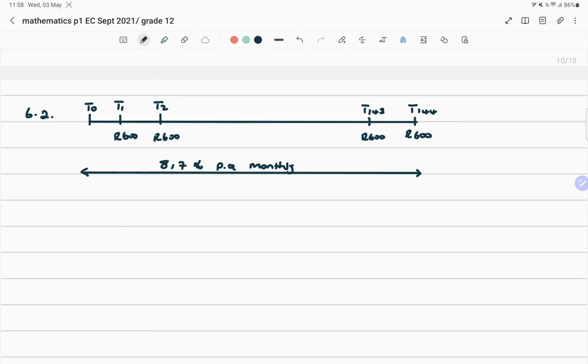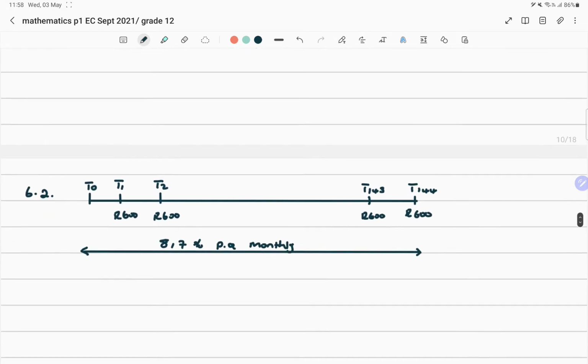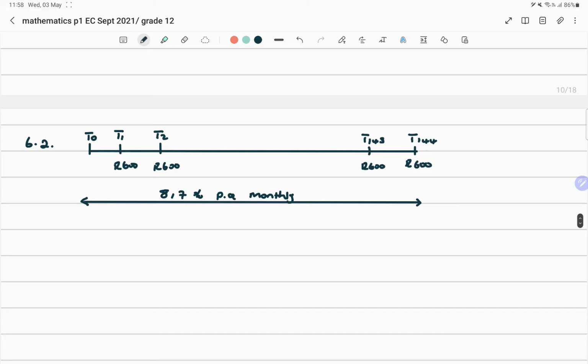They don't. Okay, so now that we understand where we are going, this is future value, right? But now remember the question says, we want to know that Mr. Duda will go on to draw this a month later. So he will draw this one a month later.